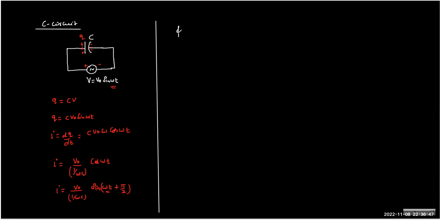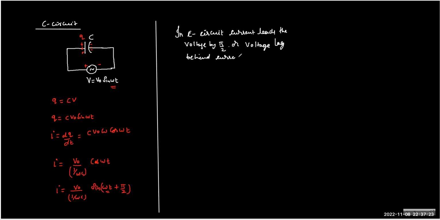So we say that in a C circuit, or in a capacitor, current leads the voltage by pi by 2. Or you can say voltage lags behind current by pi by 2.